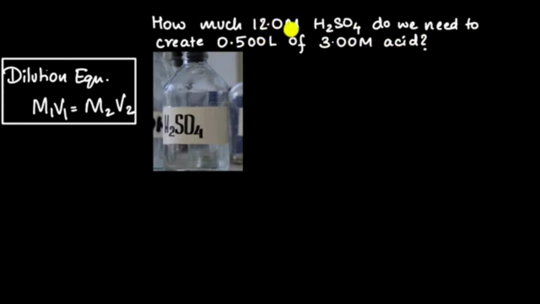So we have a 12 molar H2SO4 solution with us. That's the stock solution that we usually find in labs. It's very concentrated. So that's the concentrated solution that we have, okay? Now, what we need to do is create a much more dilute solution, as you can see.